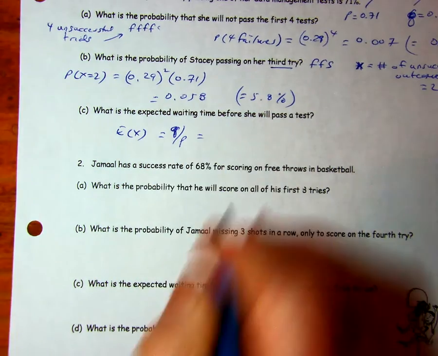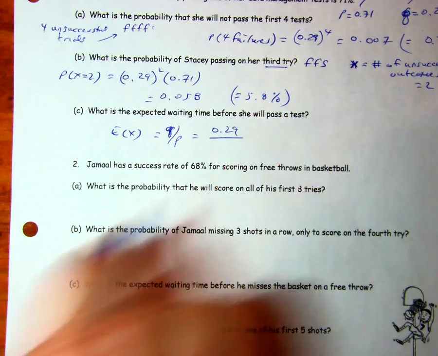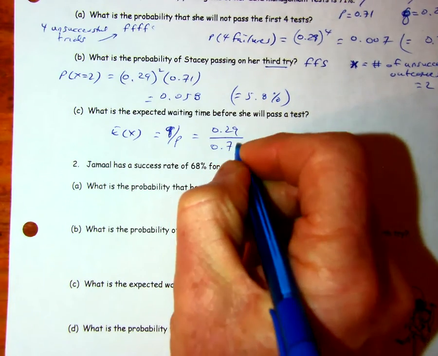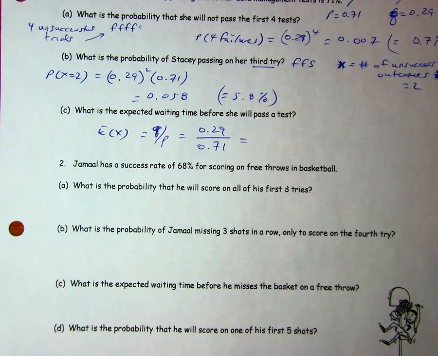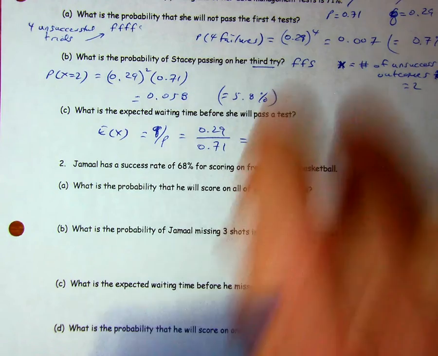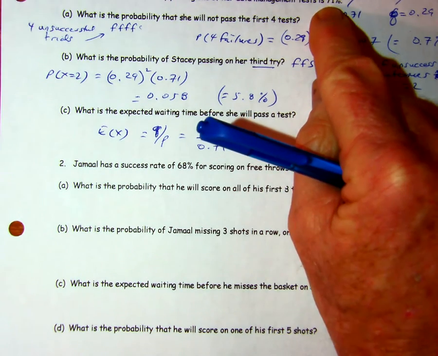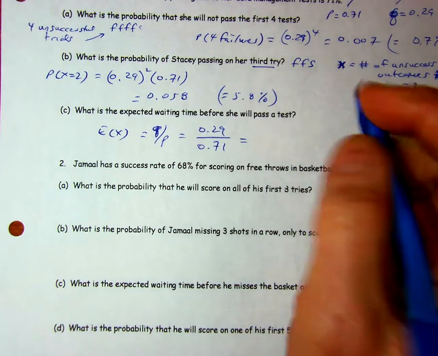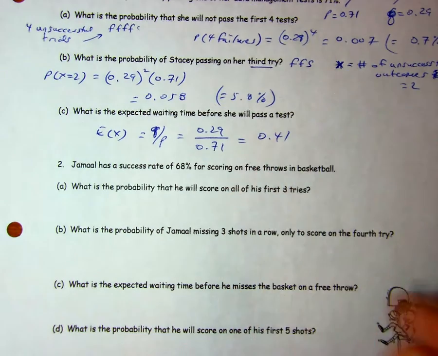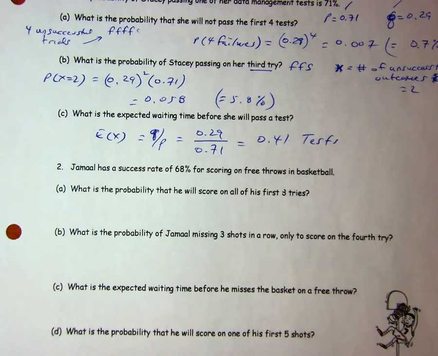Right, so that equals Q is 0.29, P is 0.71. That's going to be less than 1, so more than likely she will pass. That makes sense because there's a 71% chance she passes the first test, so it should be less than 1. And the answer is 0.41 tests. Right, so it's less than 1.